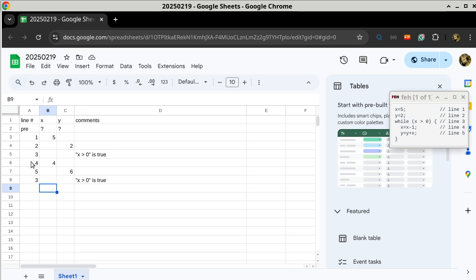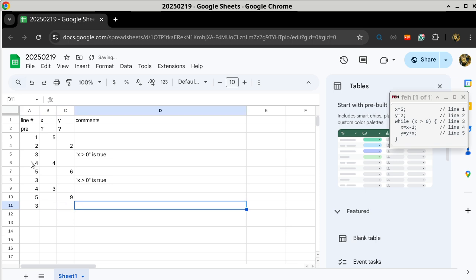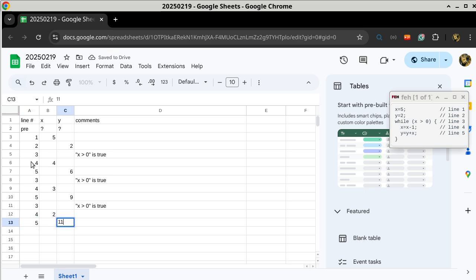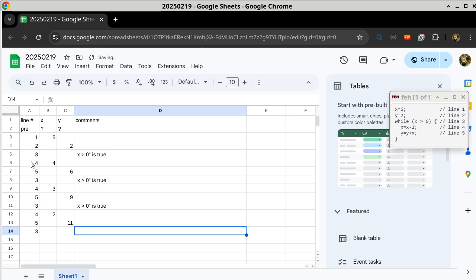So because the condition is true, we go back to line 4. We subtract 1 from x again. So x becomes 3. We go to line 5. And this time we have 3 plus 6. So the value of y goes to 9. And then we go back to line 3 again. So at this point, it is kind of boring because it's doing the same thing over and over again, so to speak. So now it's down to 2. And then on line 5, this is 2 plus 9, which is 11. And we go back to line 3.